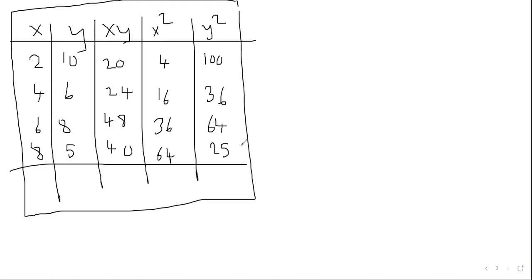The last column, the total is 225. Sorry, y squared is 225. So this is 225, the summation of y squared. Then x squared, it's 120.